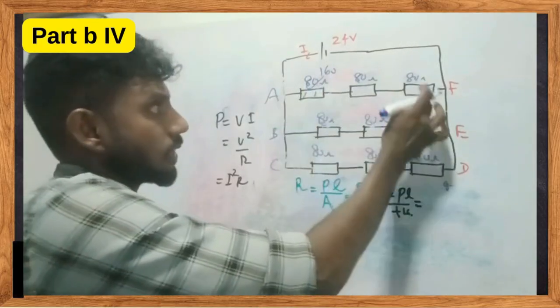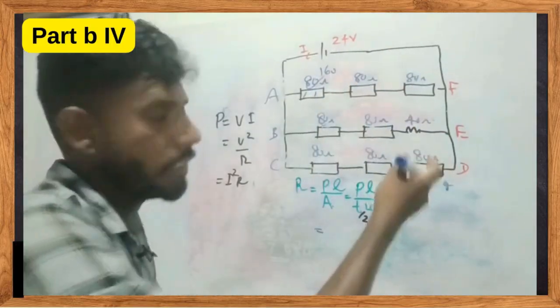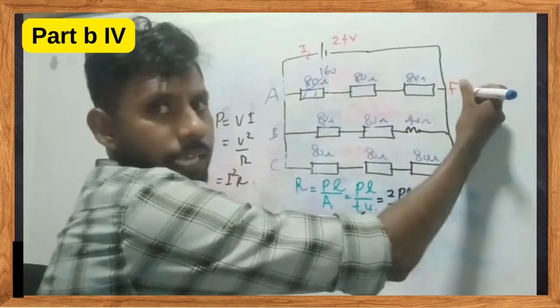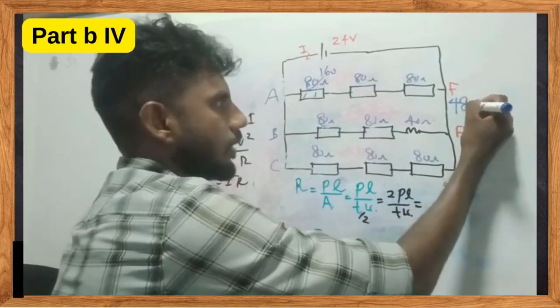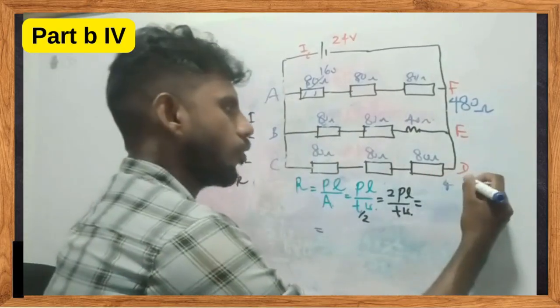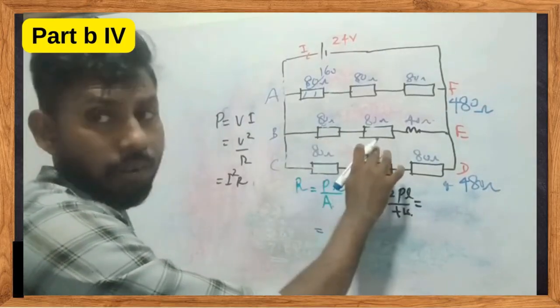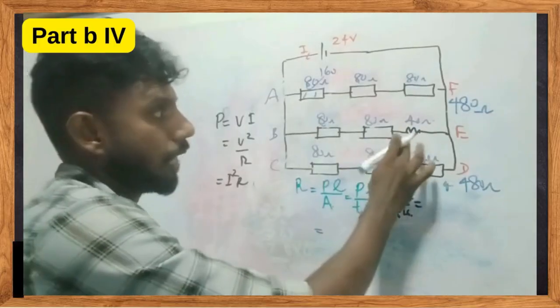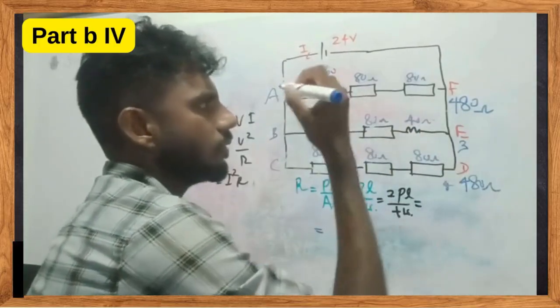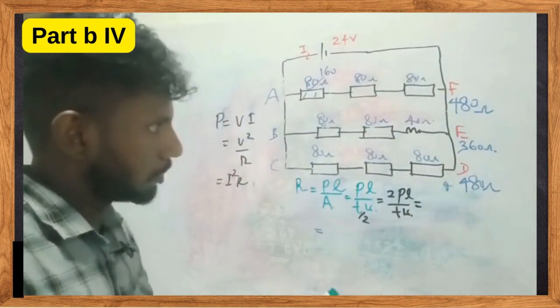So total resistance across AF will be 3 into 160, it's 480 ohms. I hope you can see it. Again here of course 480 ohms. Here we need to add 160 plus 160, that's 320 plus 40, 360 ohms. We have all the values now.